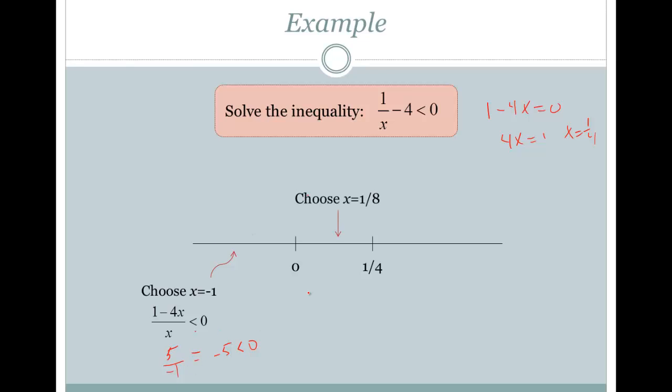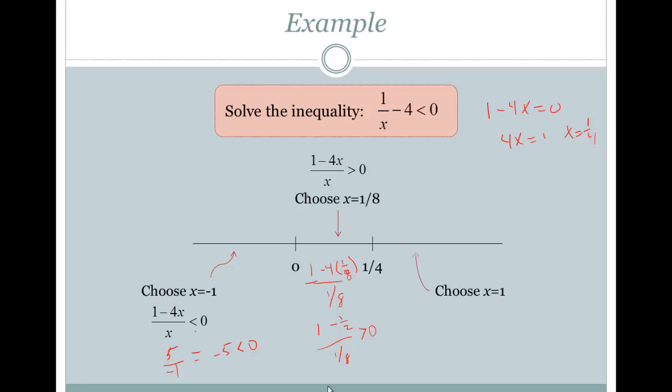If I plug in an eighth here, I'm going to get 1 minus 4 times an eighth, which is going to be a half, and that's going to be over an eighth. This is going to be 1 minus 1/2 over an eighth, and we should see that that is actually greater than 0, so it's not going to be true in that interval right there.